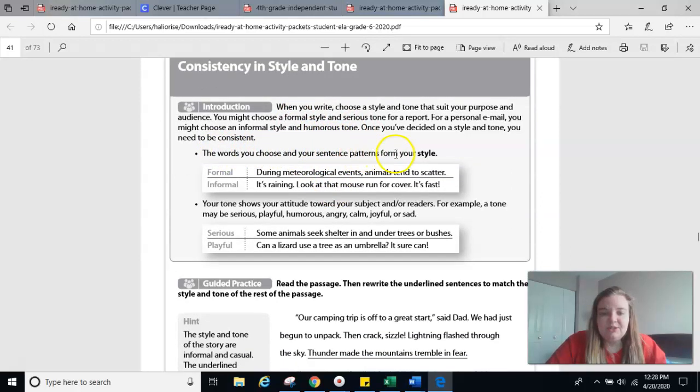So the words you choose in your sentence patterns form your style. So here are two types, formal and informal. So formal: during meteorological events, animals tend to scatter. Or informal: it's raining, look at that mouse run for cover. So obviously, maybe this would be like us talking to a friend, and this first one might be a scientist telling us what happens when an event related to weather is happening.